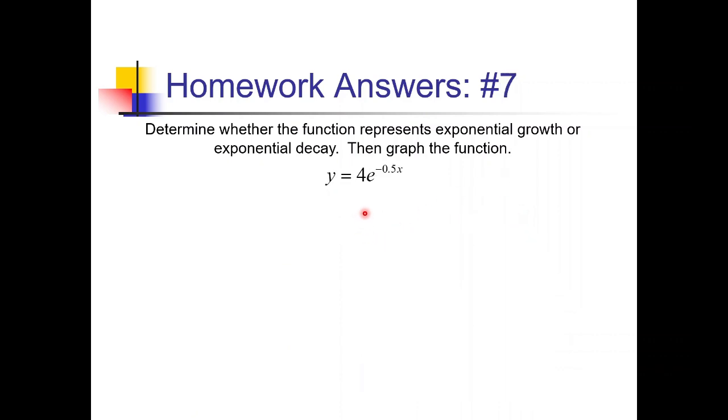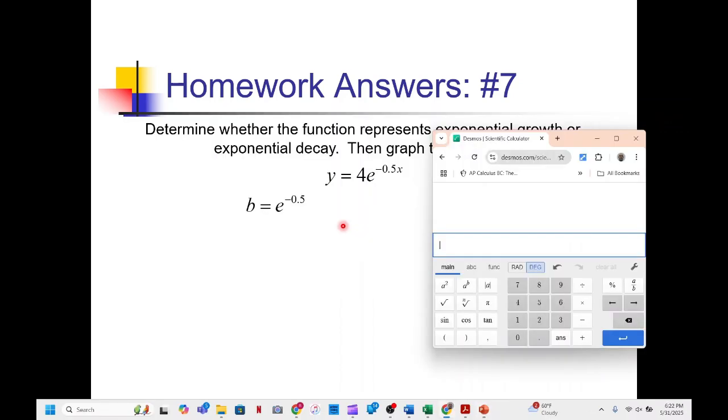All right, so for this one, let's see if this is growth or decay. Our b value on this one is actually e to the negative 0.5. So what is that numerically? Well, let's go to Desmos and just plug it in to see. We got e to the exponent negative 0.5, and that's about 0.6.